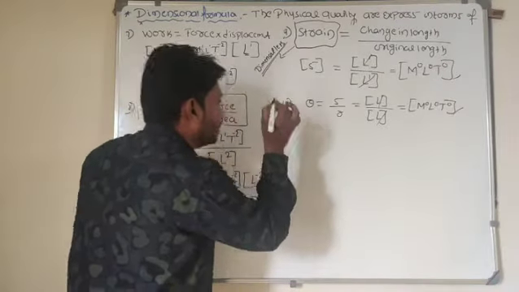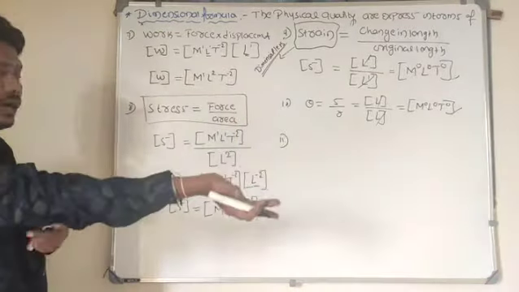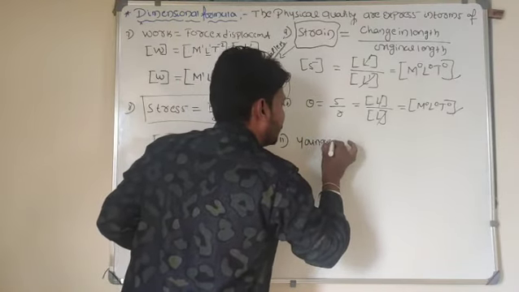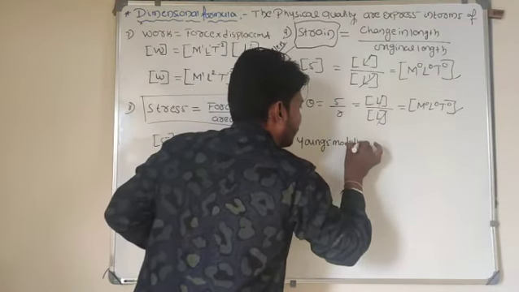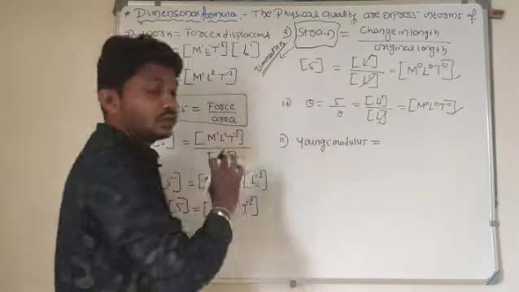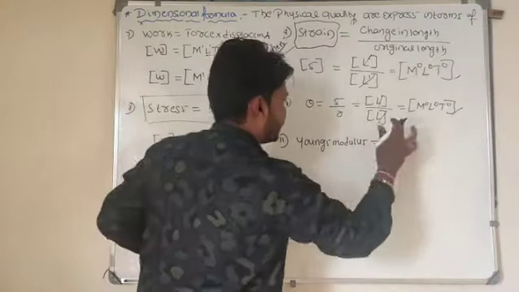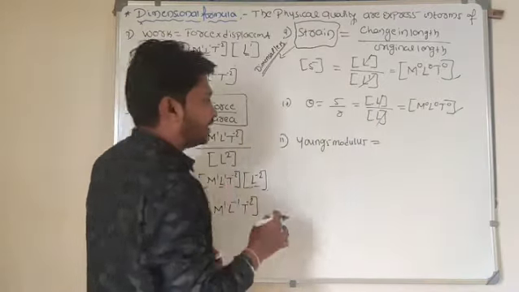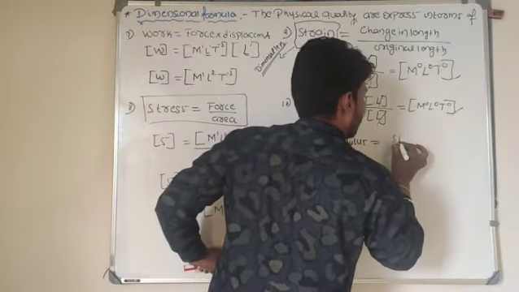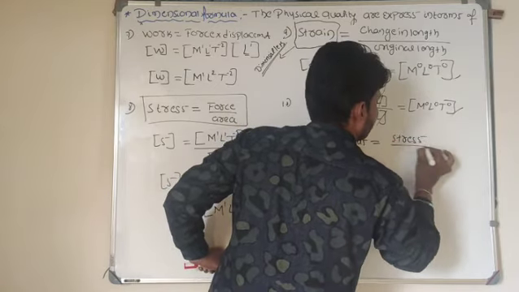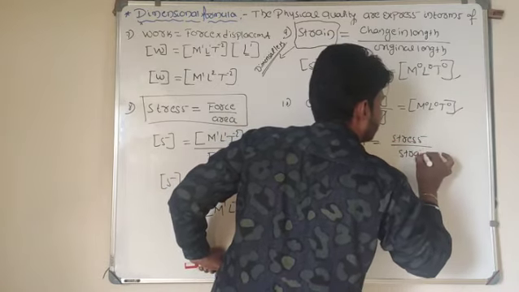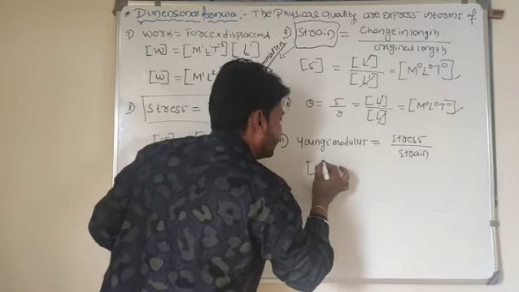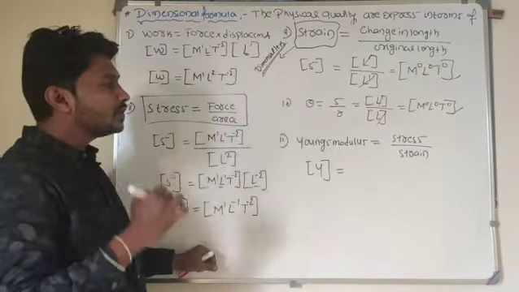Next one. I will write the dimensional formula for one more physical quantity, that is Young's modulus. Again and again I am saying, don't bother about these formulas; I will just write them. For the time being, believe me, all these formulas are correct. Young's modulus is equal to stress by strain. So what is the formula for Young's modulus here? Stress by strain.